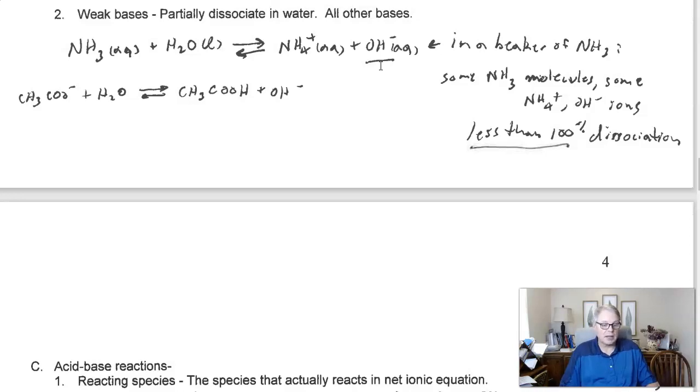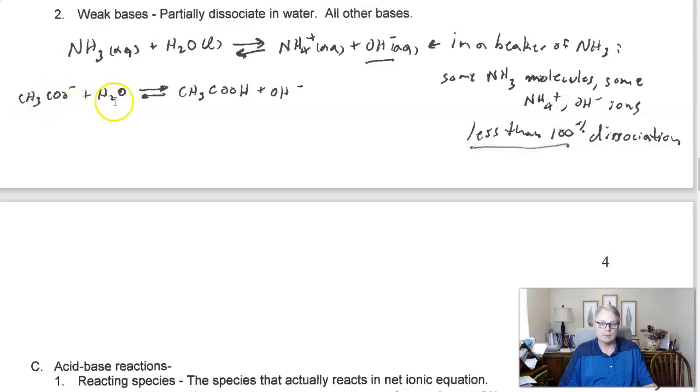They mean, does it break up 100%? Does it break up less than 100%? All weak bases pretty much work the same way. So this is acetate, one of your polyatomic ions you're supposed to know. All right, how would I write the equation for that?